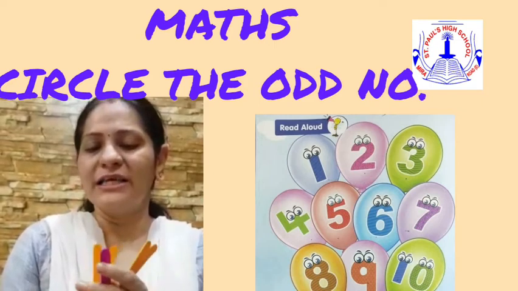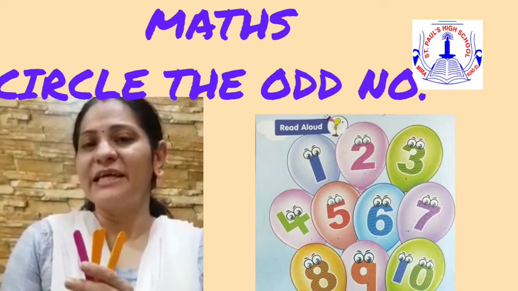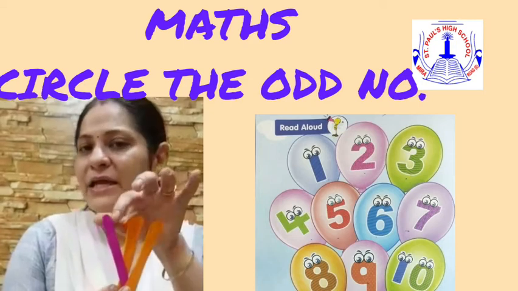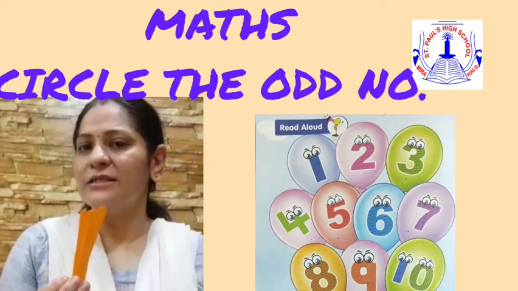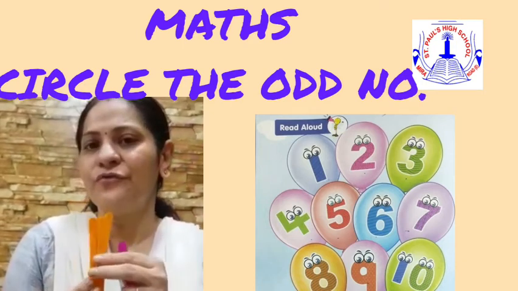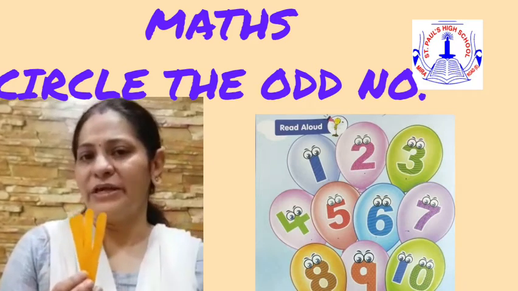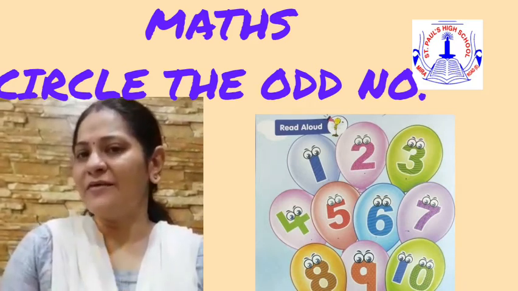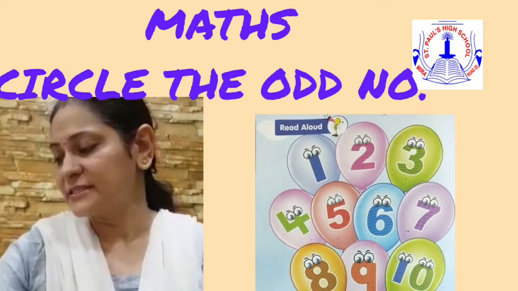So from all these, which ice cream stick is the odd one? Pink color is the odd one. So what are we going to do? We are going to remove it. Okay, children? Now I'll show you some more objects.